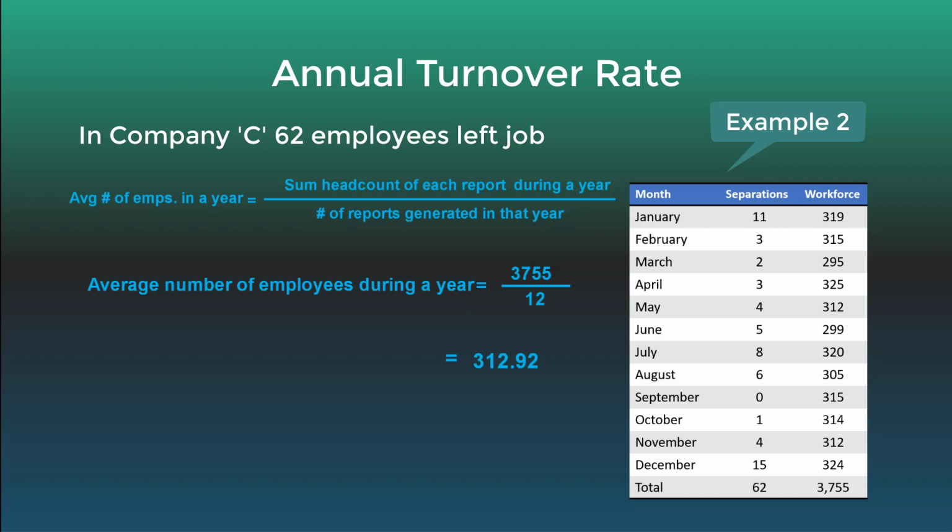Now we find the annual turnover rate for this company, and divide separations, that is 62, by the average number of employees, that is 312.92, and then multiply it by 100 to get the turnover rate in percentage. The annual turnover rate for this example turns out to be 19.81%. Well, this is how we calculate monthly and annual turnover rates.